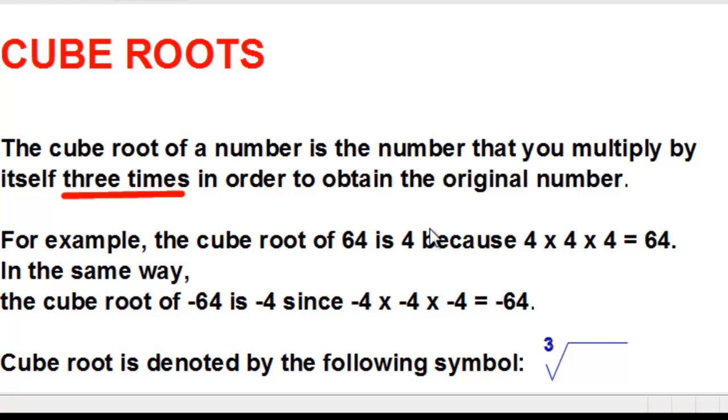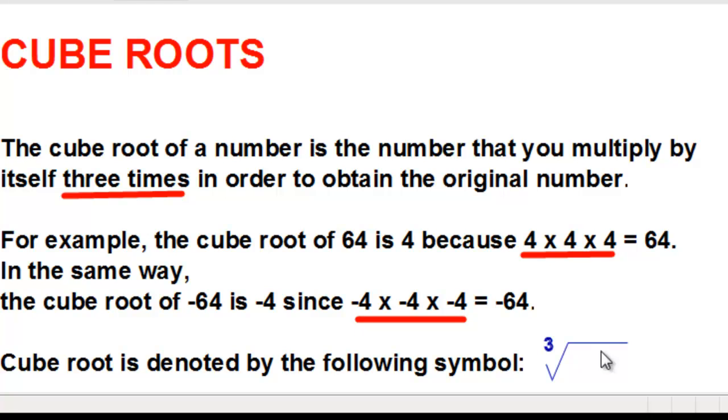For example, the cube root of 64 is 4, because 4 times 4 times 4, so we have 3 4s, is 64. In the same way, the cube root of minus 64 is minus 4, since minus 4 times minus 4 times minus 4 is minus 64. You have 3 negative 4s.